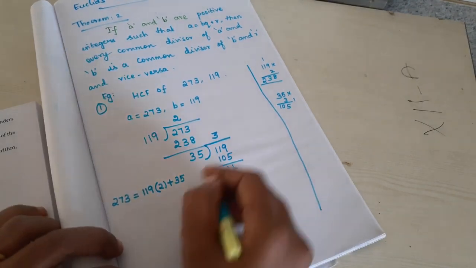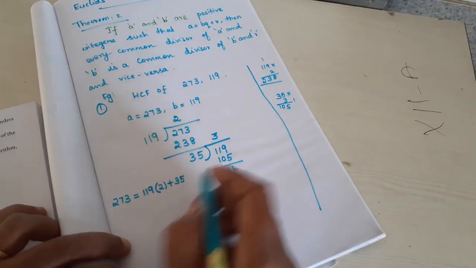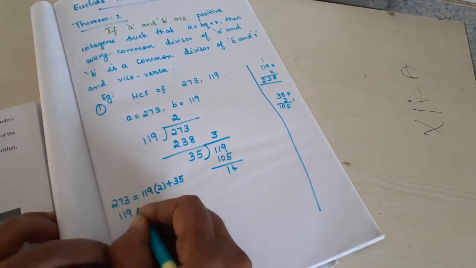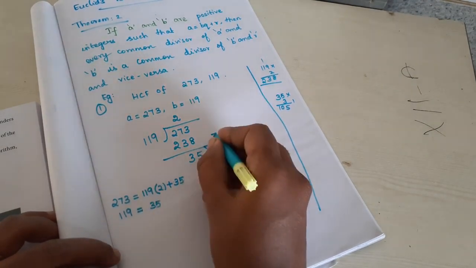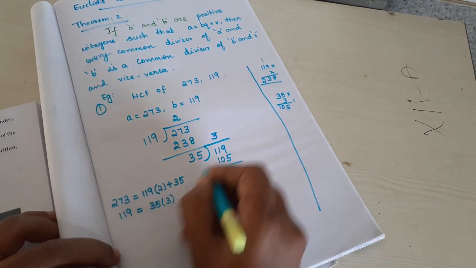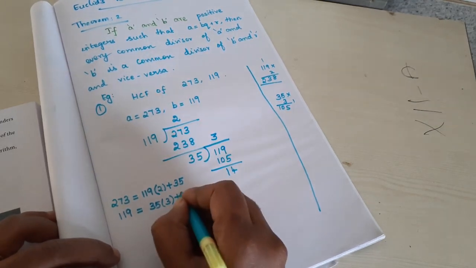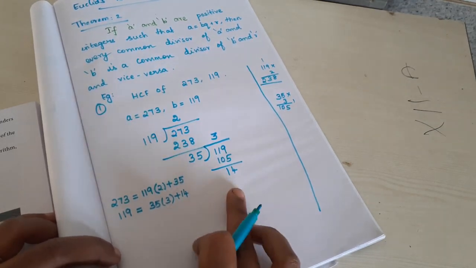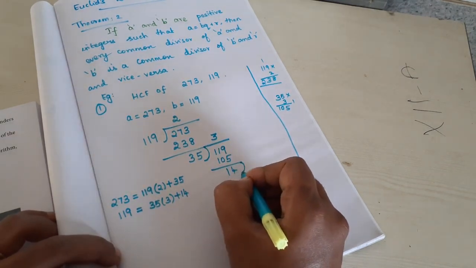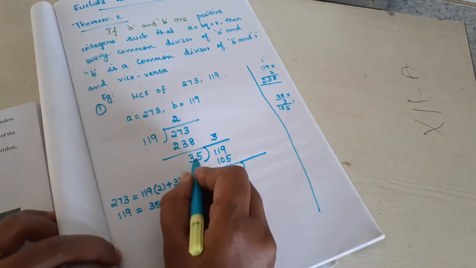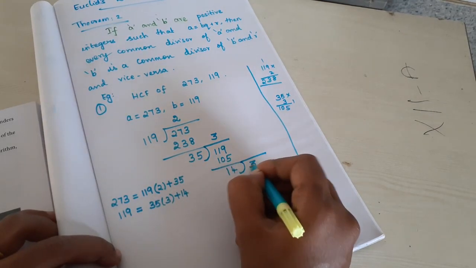Again we need to write like this. Now this is A, inside value A. So 119 is equal to outside value B. Sorry, the quotient is on top and the remainder is like this. Here also the remainder is not 0, so we need to repeat. This remainder becomes the divisor and the divisor becomes the dividend.